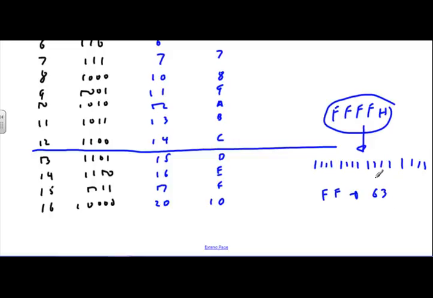Yeah, F would be 15, and then you have to go another 15 before you get to double F, which would be 63, and triple F would be 255. Double F would be 255? Yeah.